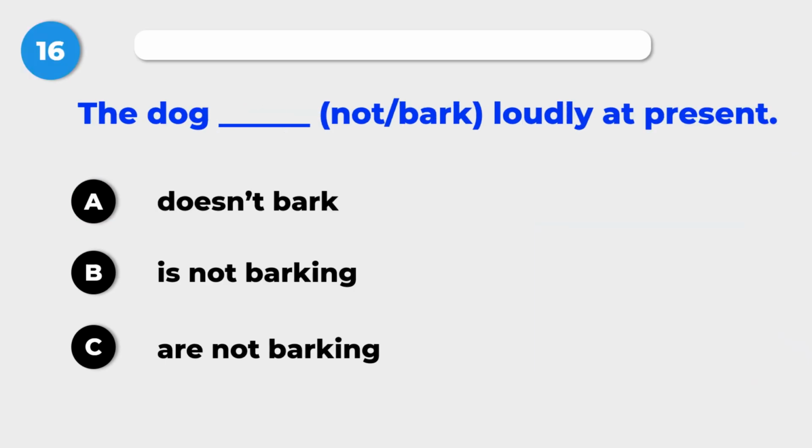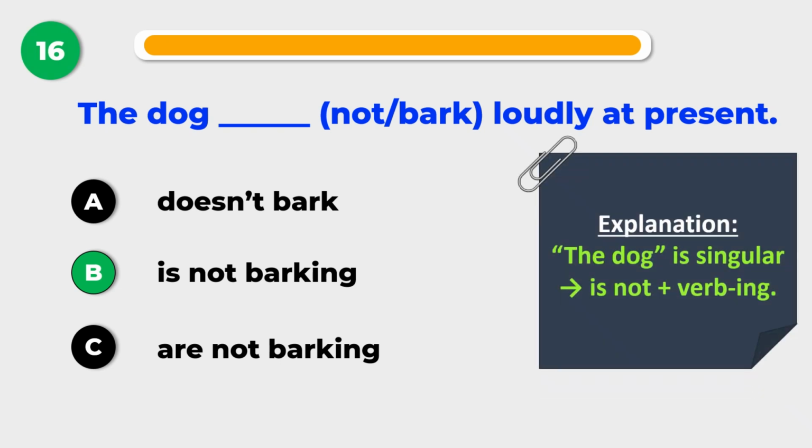Question 16. The dog dash loudly at present. The correct option is B, is not barking. The dog is not barking loudly at present.